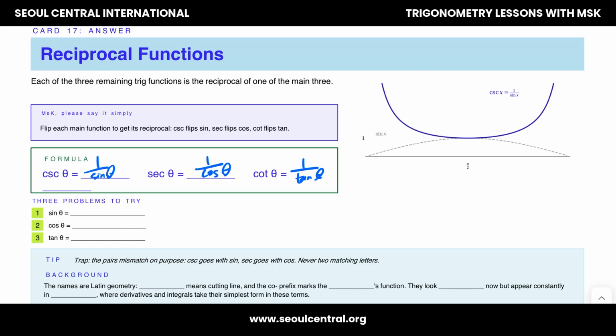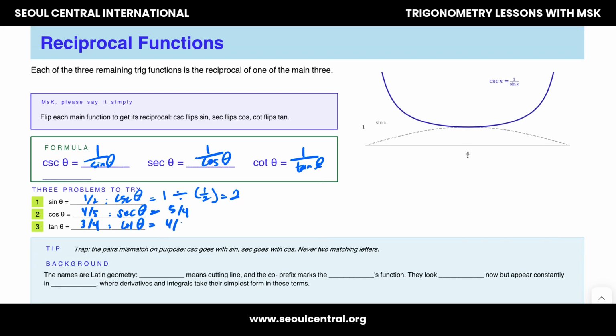Let's try a few problems at the bottom here. Say sine theta is 1 over 2. Then cosecant theta equals 1 divided by 1 over 2, which gives us 2. Very good. If cosine theta was 4 over 5, then secant theta, the reciprocal, would be 5 over 4. And if tangent theta is 3 over 4, then cotangent theta would be the reciprocal, 4 over 3.